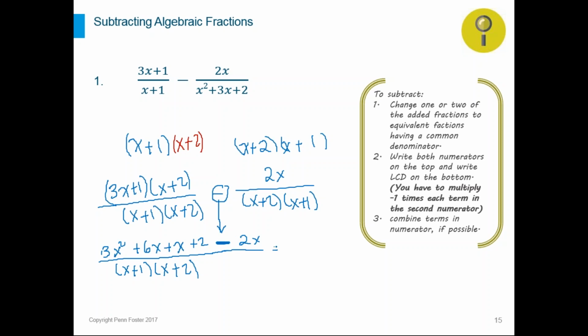And then try to combine like fractions. I have 3x squared, nothing with an x squared, so 3x squared will just stay on the numerator. I have 6x, and I have an x, and I have negative 2x. These are common or like monomials. So 6 and 1 is 7, but 7 minus 2 is going to give you positive 5. So plus 5x, and then plus 2 over the LCD. Okay, so that is our answer.